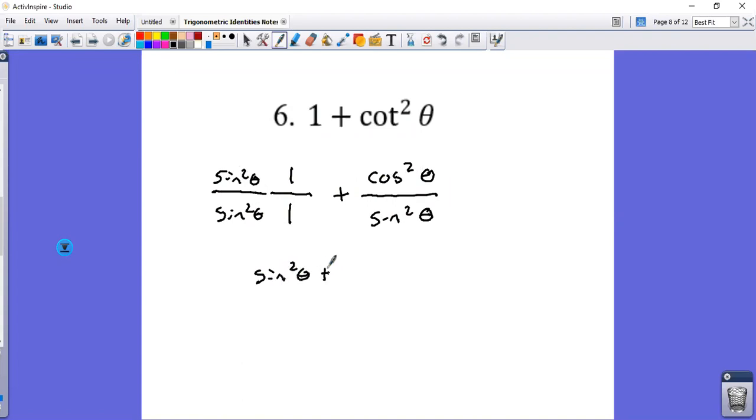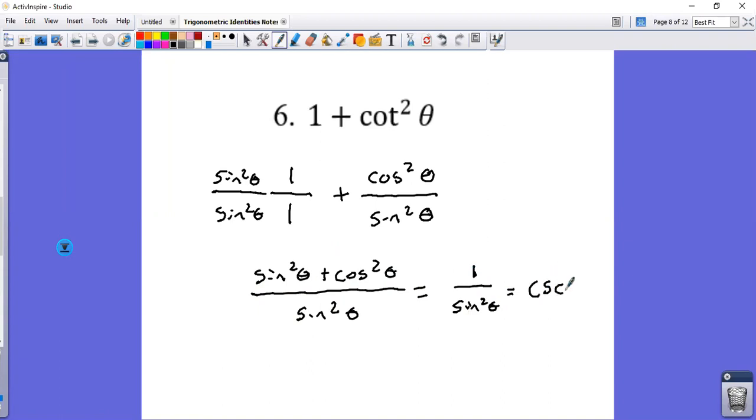Sine squared theta plus cosine squared theta all over sine squared theta. That's that trig identity, which equals 1 over sine squared theta, which 1 over sine is cosecant. So this would be cosecant squared theta. So again, when you have addition, you have to make common denominators with those.